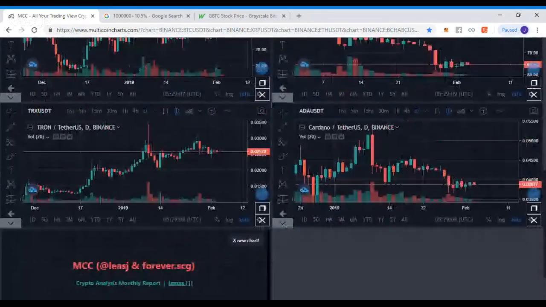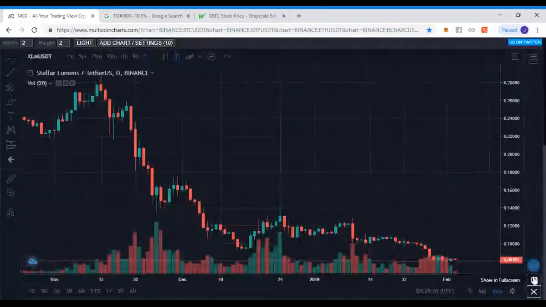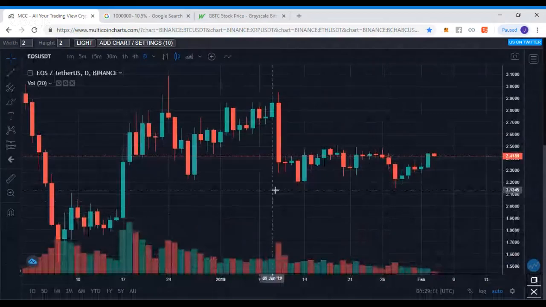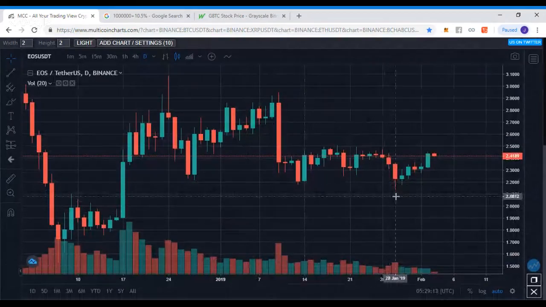Where is, let's get rid of Stellar. Okay, here we go. So we're looking at EOS right now. You got a low on January 28th.